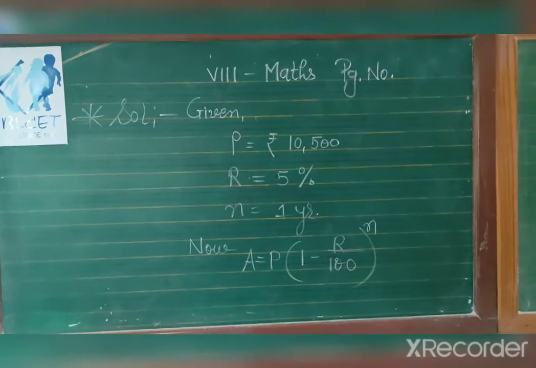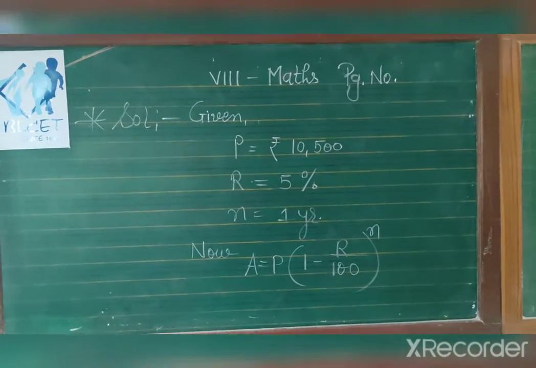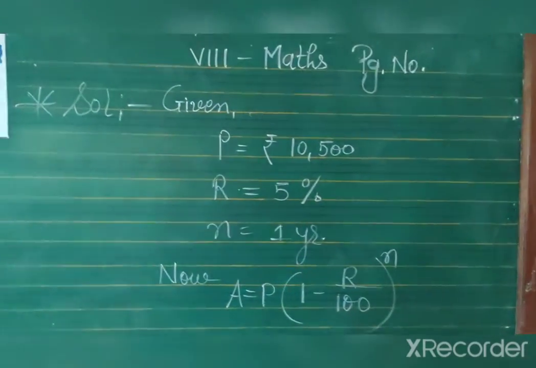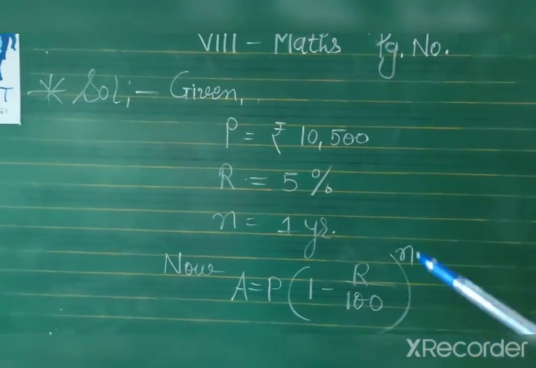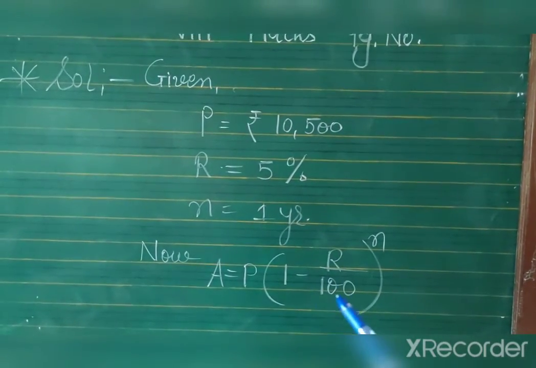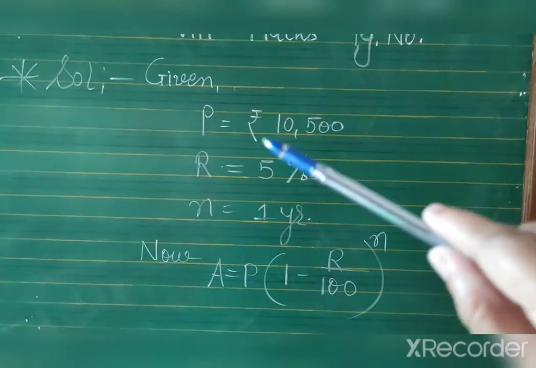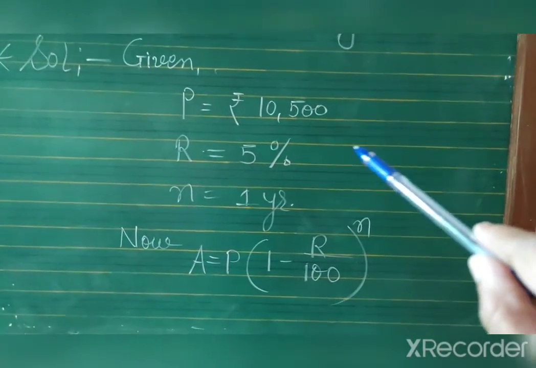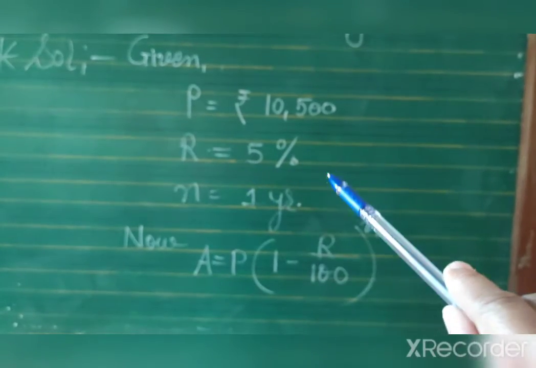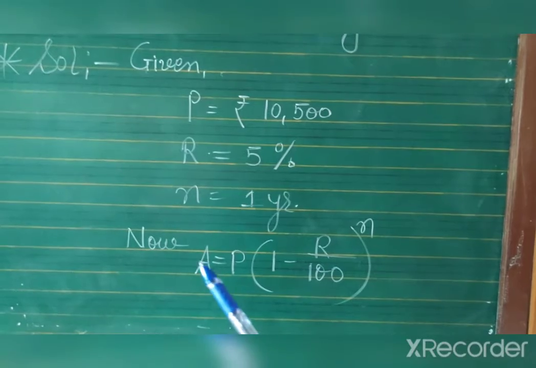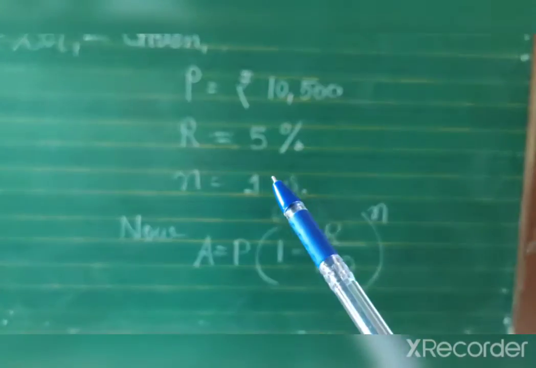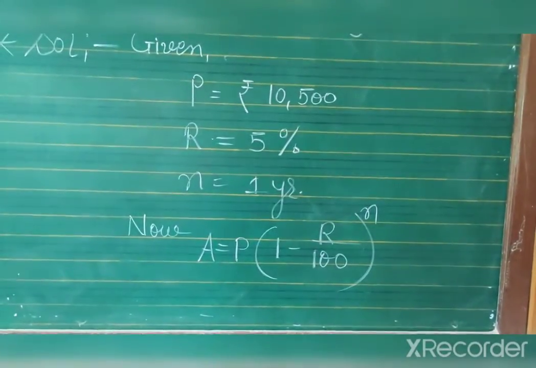You can see the value is depreciated. That means it is reducing. The value is reducing. So which formula we will use? This one, minus. When the value is increasing, we will use already 1 plus R upon 100. Now see here the given is rupees 10,500, principal, we will assume that R equal to 5%, n equal to 1 year. So now the formula A equal to P 1 minus R upon 100 to the power n, here only 1 year because the value is decreasing after 1 year.